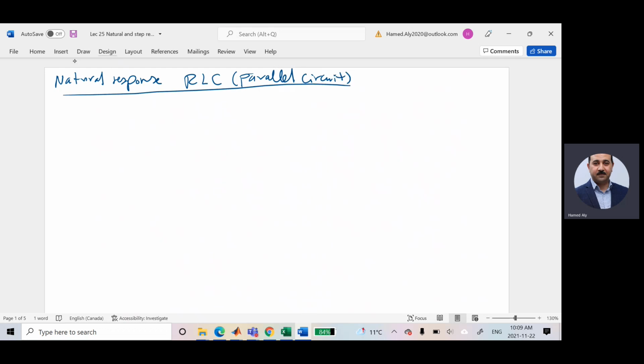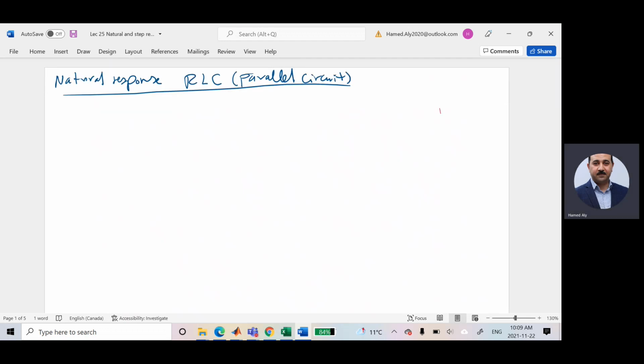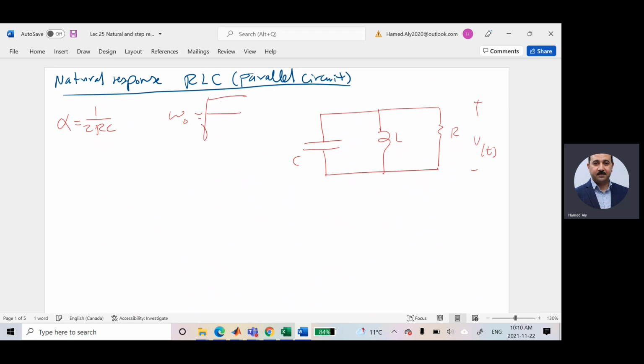So my circuit looks like that. I would like to find the voltage V of t. This is R, this is L, this is C. Now, the first step for solving such a problem is to calculate alpha, which is equal to 1 over 2RC, and then omega O, which is equal to the square root of 1 over LC.